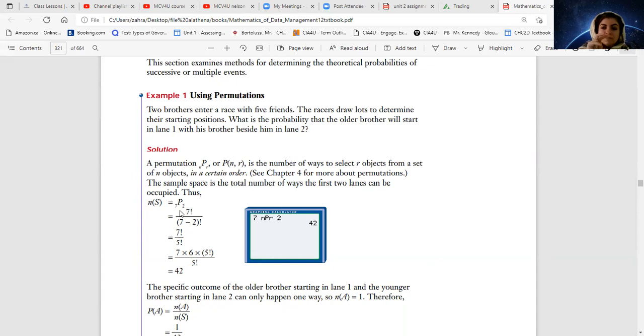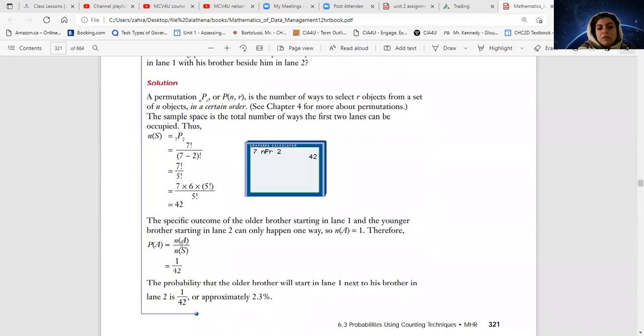Doesn't matter who is there, right? It's the total ways. Could be anyone. But there is just only one way that the older brother is going to be in the first lane and the other brother is going to be in the second lane. So the total ways of arranging them is 42, and my desired outcome is just 1. The probability is n of A divided by the total, which is 1 over 42. Converted to a percentage, it's going to be 2.3%.